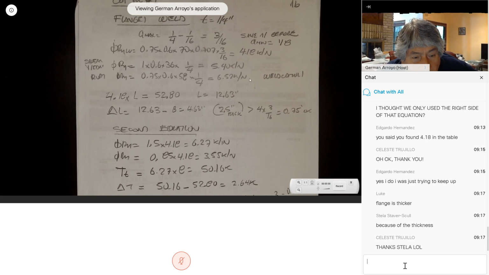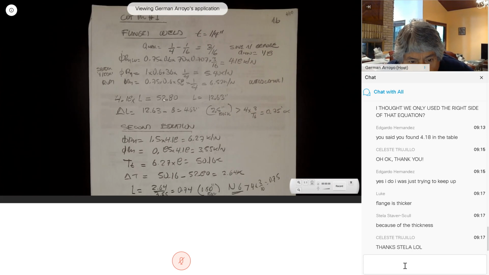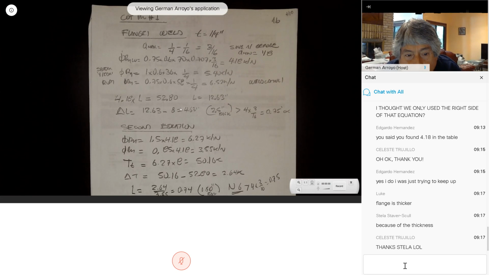So 4.18 times L equals 52.80. This 52.80 kip is the same that I used before to determine the thickness of the plate. So in here it comes to 12.63, 12.63 minus 8, because the width of the plate is 8. It gave me 2.5. Very small, 2.5.